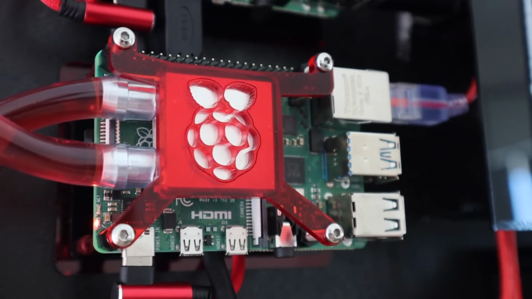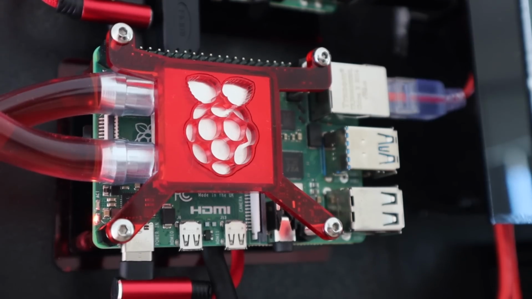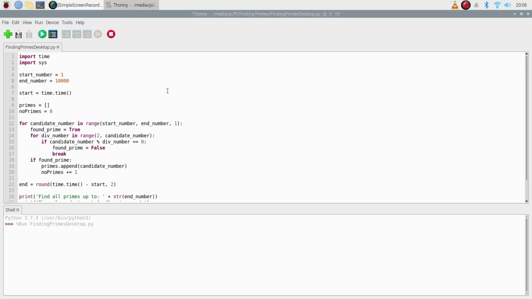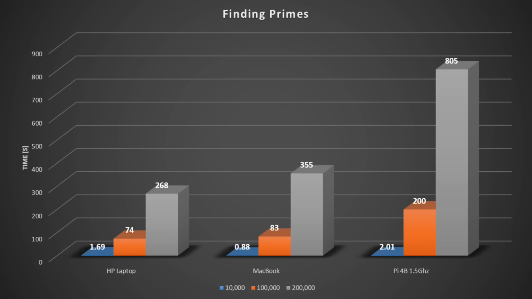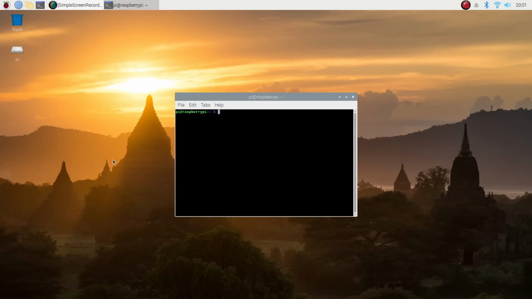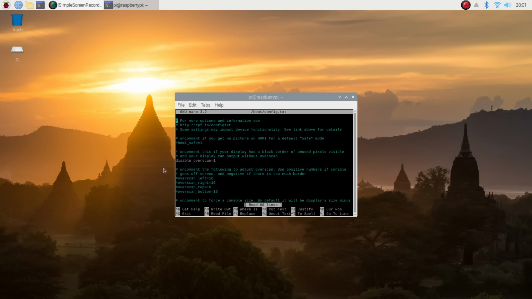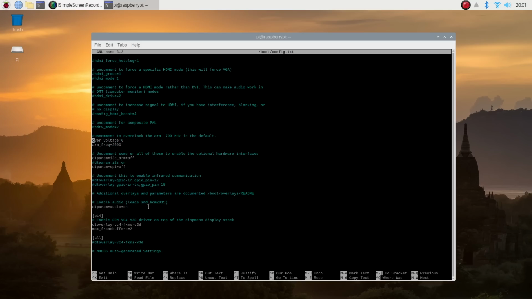Now let's move on to the single Pi running at 1.5 GHz. Even to 10,000, we can already see that the Pi is quite a bit slower than the computers, taking 2 seconds for the first 10,000, and a little bit over 13 minutes to get to 200,000. Next, we'll try overclock the Pi to 2 GHz and see what sort of difference we see.